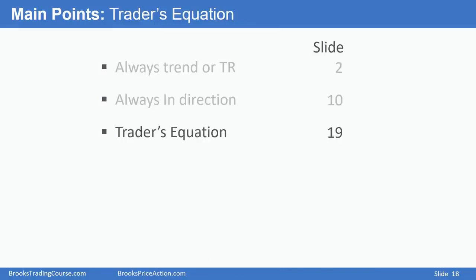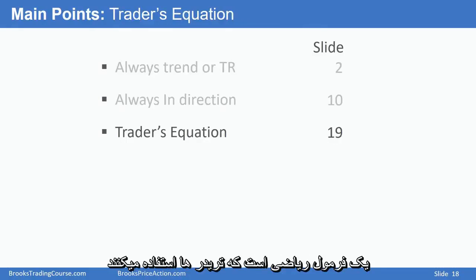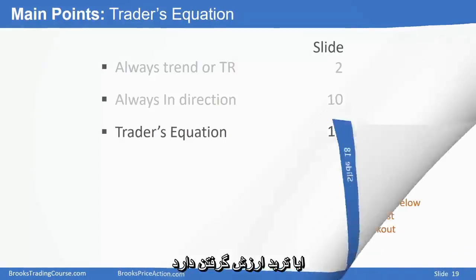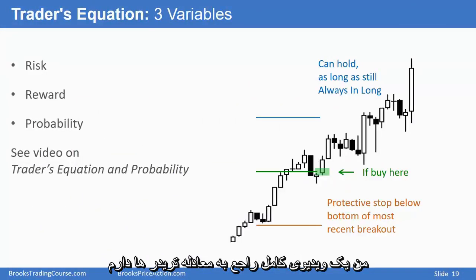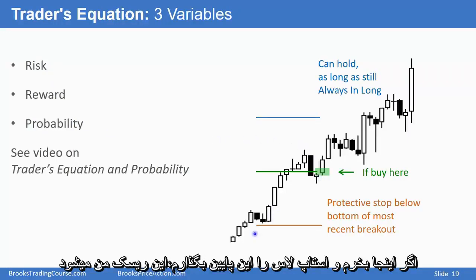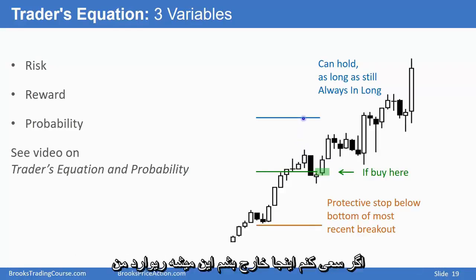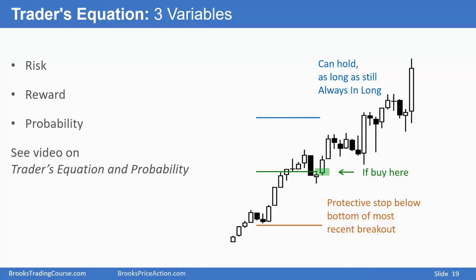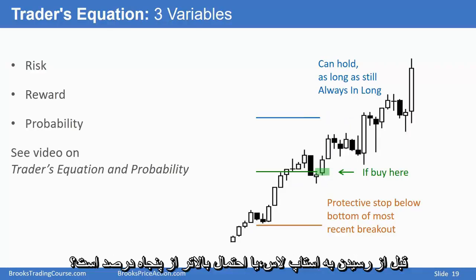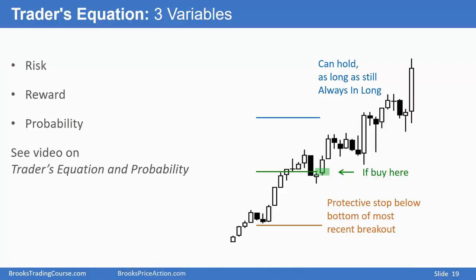Trader's equation is a mathematical formula that traders use. At least they think in these terms when they take a trade. Is the trade worth taking? I have an entire video on the trader's equation. It incorporates 3 variables: risk, reward, and probability. So if I buy here and I put my stop here, that's my risk. If I'm trying to get out here, that's my reward. And pretty strong trend. Is the probability 50-50 that I'm going up here before I get here? Or is the probability higher than 50-50? It's higher than 50-50.